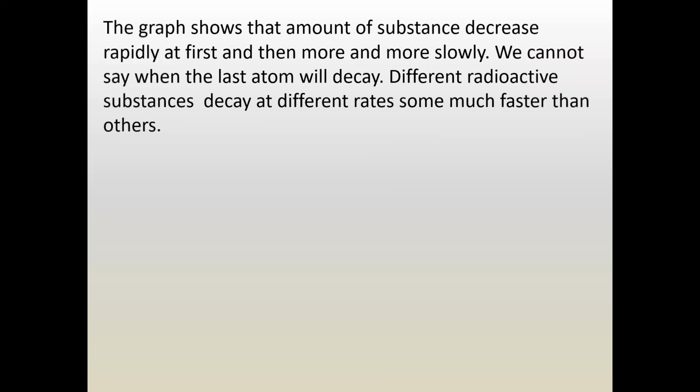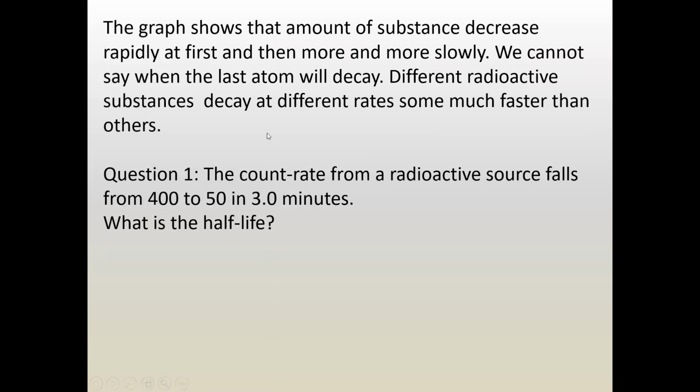The graph shows how the amount of a substance decreases rapidly at first and then more slowly, but we cannot say the last atom will decay. So that's why the graph will never reach the horizontal line.